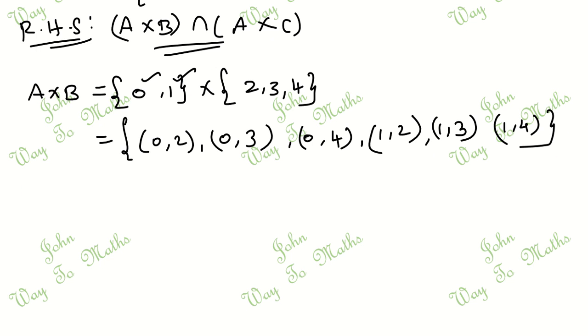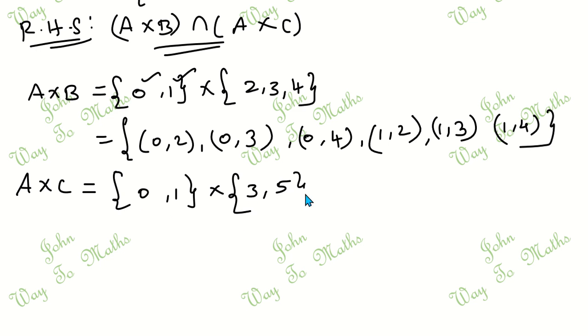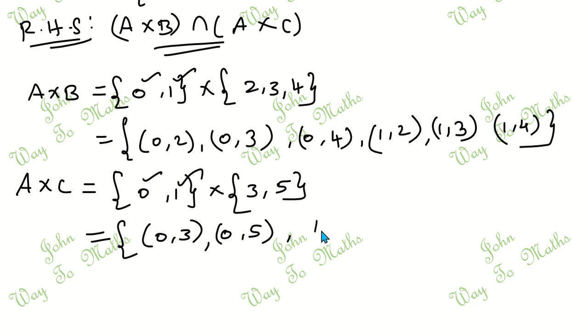Next I'm going to find A cross C. So the A set becomes 0, 1. Then the C set becomes 3, 5. Again apply the Cartesian product rule. So I'm going to choose 0. So 0, 3, 0, 5. Then I'm going to choose 1. So 1, 3, then 1, 5.